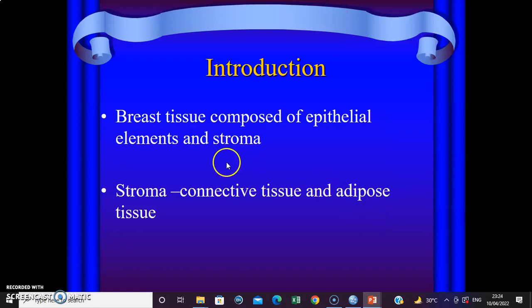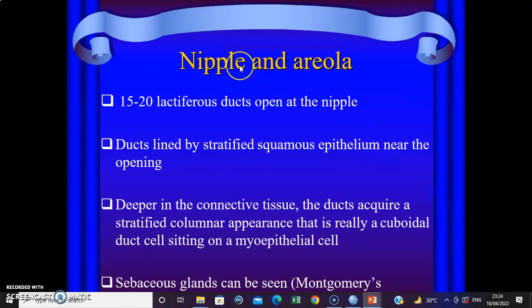So the breast tissue is composed of the epithelial component and stroma. The epithelial component is mainly glandular epithelium, and the stroma is mainly connective tissue stroma with adipose. So the nipple and areola, basically, you have the 15 to 20 lobes that have ducts, which you call lactiferous ducts, that open in the nipple. What is the epithelial lining of the ducts? The stratified squamous epithelium that is near the opening at the nipple.